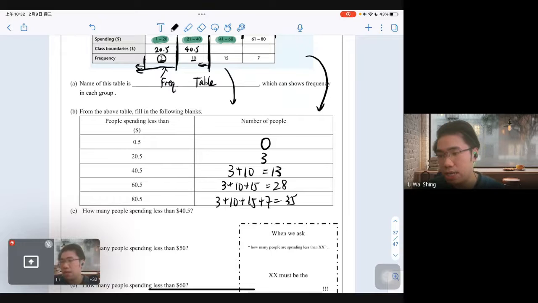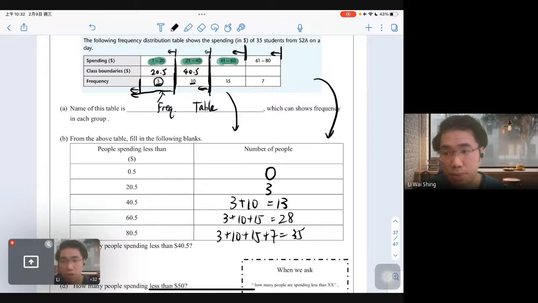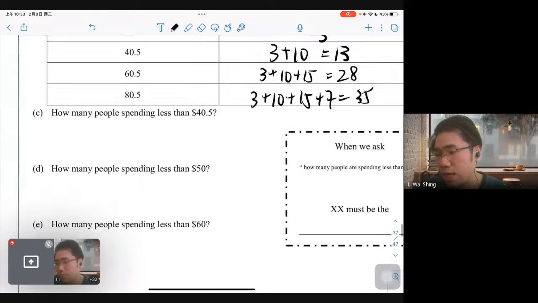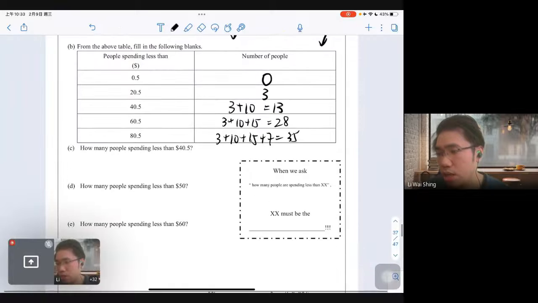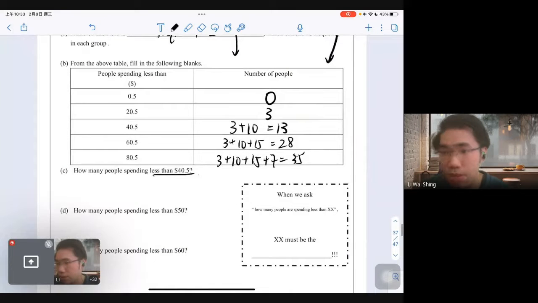Spending less than a certain amount, how many of you are there? Okay? Any question about this part first? If not, then please answer the following questions. How many of you are spending less than 40.5? How many students are there? Less than 40.5, how many people? 13 of you, yes.